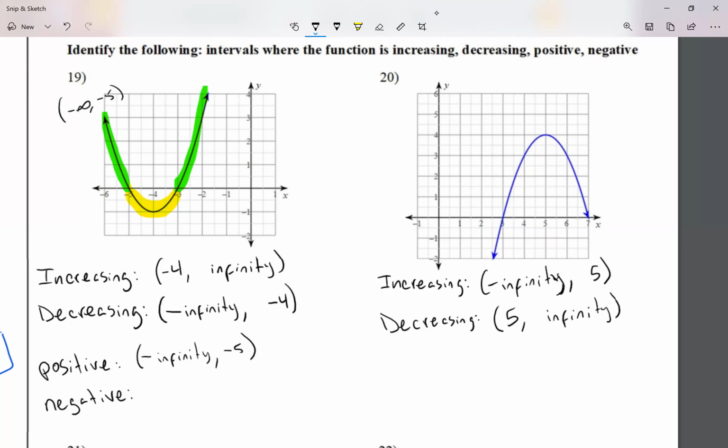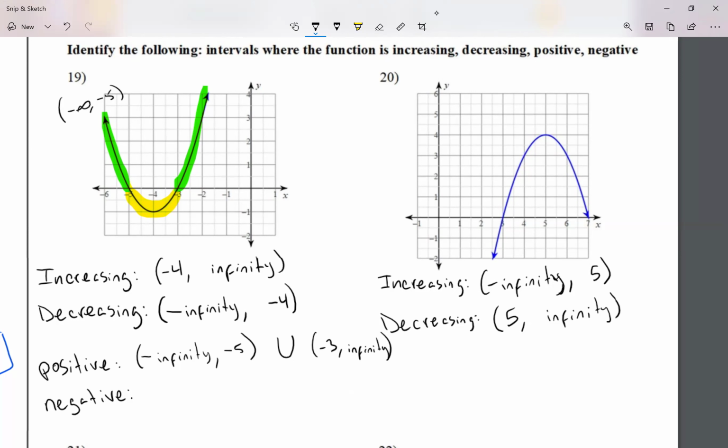But now, because I have two intervals for my answer positive, I'm going to use a capital U. So it has to be capital U, which represents union, which means I'm combining two or more intervals. In this case, I'm combining two intervals. My other interval is from -3 to positive infinity. So positive has two intervals.